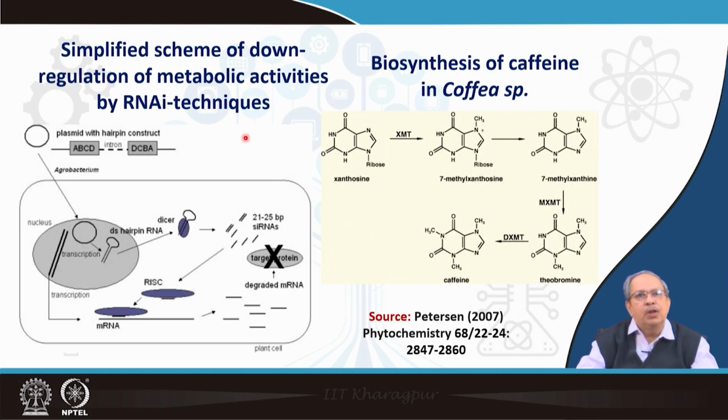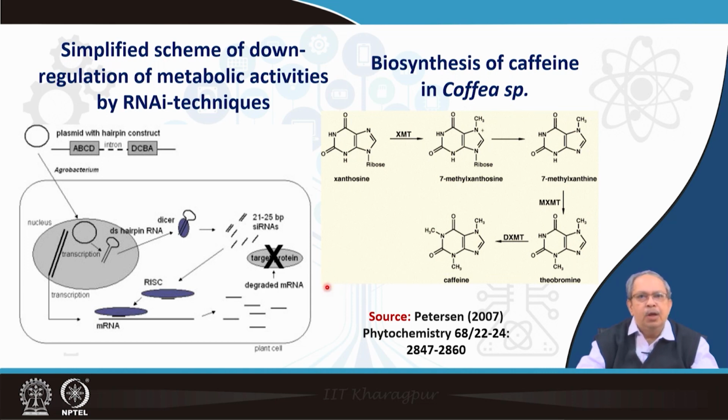Now, it is also possible to block a biochemical step. One common way is to use RNA interference. I am not discussing the RNA interference mechanism here; we can discuss it later when I talk about morphine alkaloid blocking. What has been shown here is that coffee produces a lot of caffeine, and there is a concern that caffeine should be reduced. Caffeine can be reduced in coffee if the caffeine pathway can be blocked, and RNA interference technology can play an important role in achieving this.